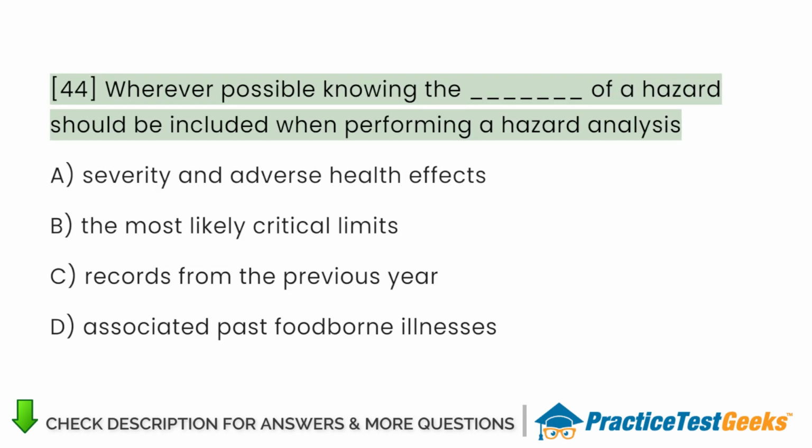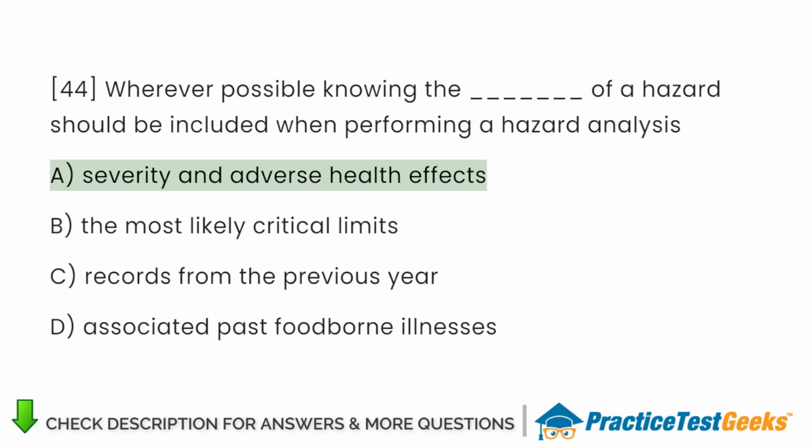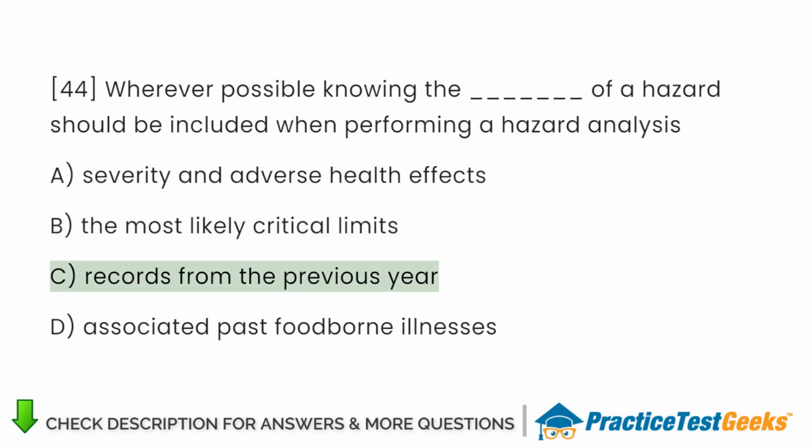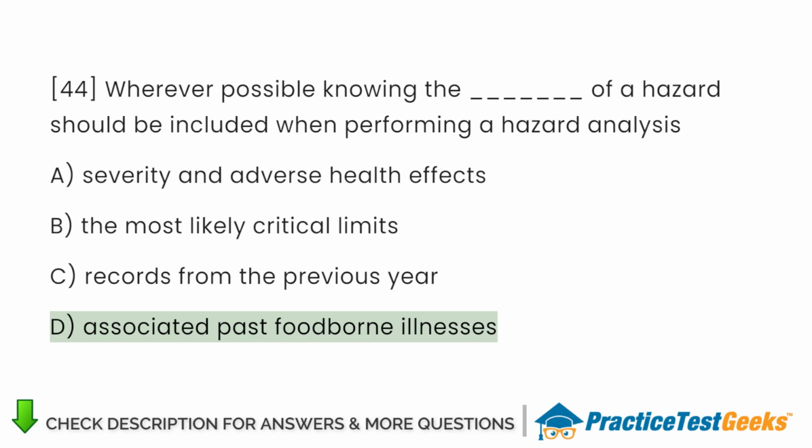Wherever possible, knowing the of a hazard should be included when performing a hazard analysis. A. Severity and adverse health effects. B. The most likely critical limits. C. Records from the previous year. D. Associated past foodborne illnesses.